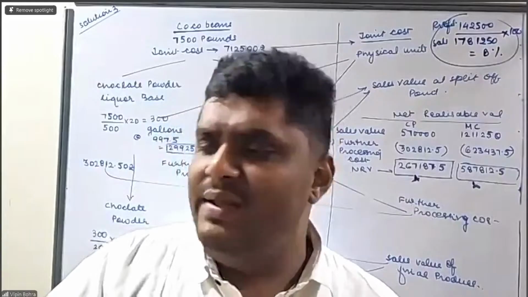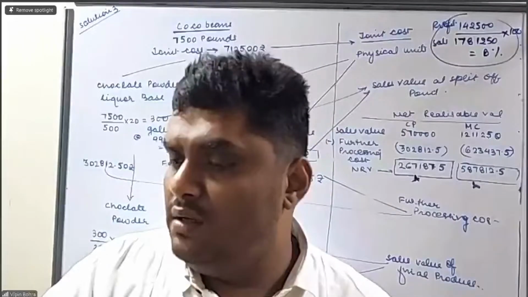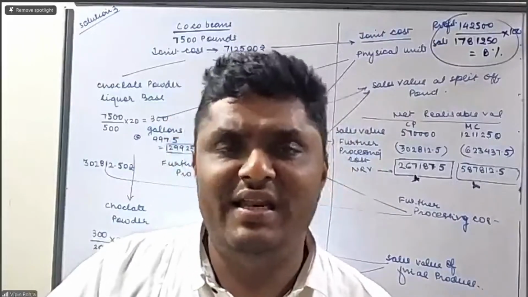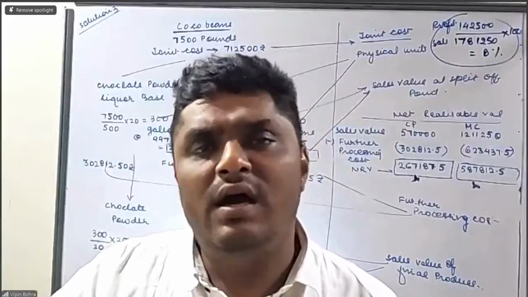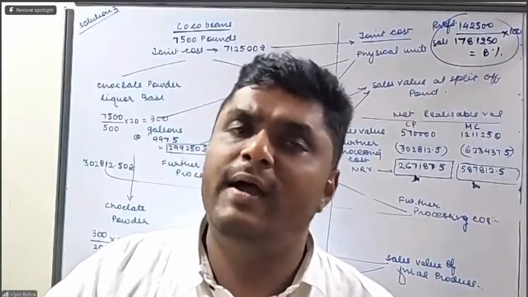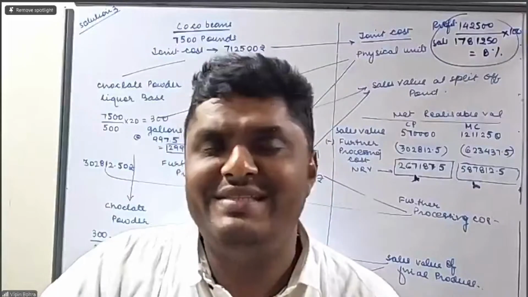So it's basically the balancing figure, Anurag. I've taken it as the balancing figure. There can be a rounding difference. If you want to avoid it, you can take up to 4 decimals. You will get the exact answers.